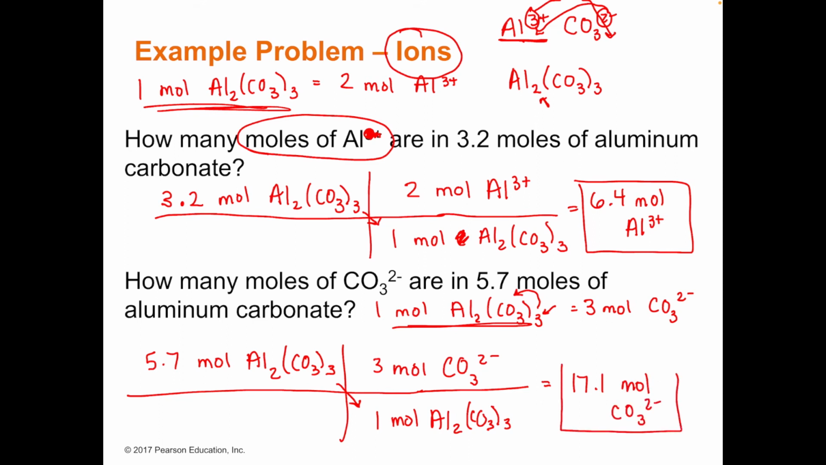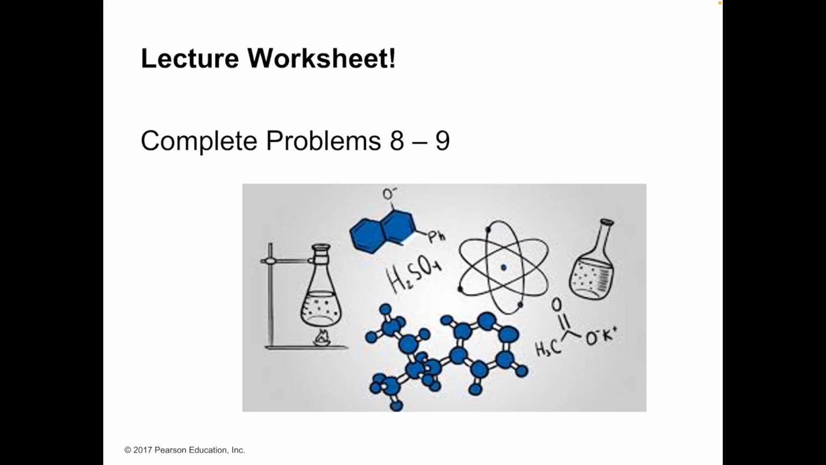So we can use this for individual ions, like aluminum, or we can use it for polyatomic ions. But we're going to treat it exactly the same way as we were doing when it was a neutral atom as well. Go ahead and complete lecture worksheet problems number 8 and 9 to get some practice on doing these types of problems. Once you're done, come back. We just have a little bit more to go over today.